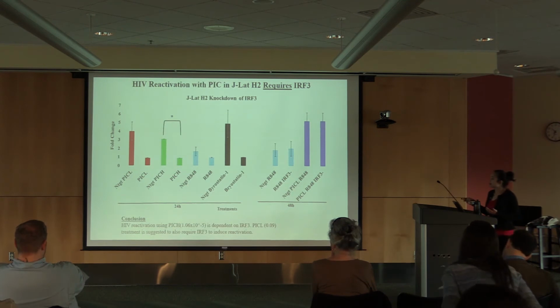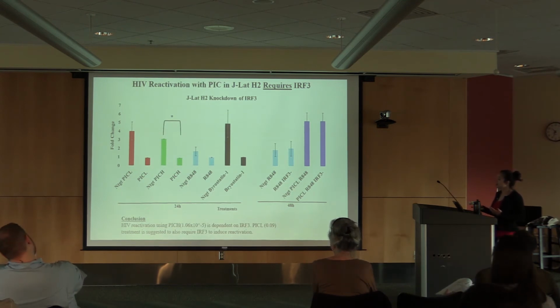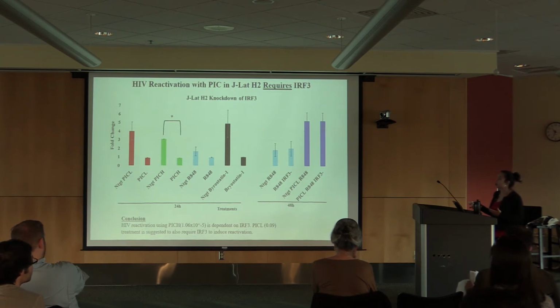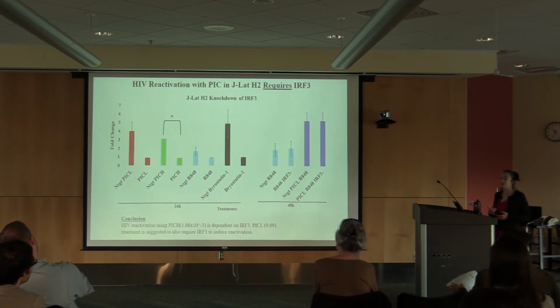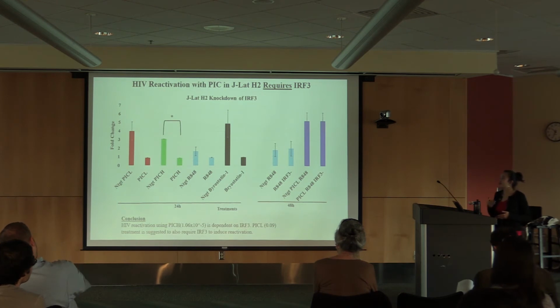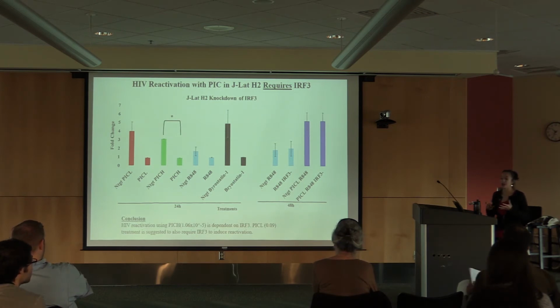Okay. So the x-axis is my treatments. JLAT H2s has the 2 time points, 24 hours, and combination treatments are for 48 hours. And again, we're looking at fold change on the y-axis. And what's really great about this graph is that it's showing you with poly-IC high molecular weight treatment, we are getting a significant decrease in HIV reactivation. And what that means is when I remove IRF3 from the cells, HIV is unable to be activated. It's unable to be awakened.